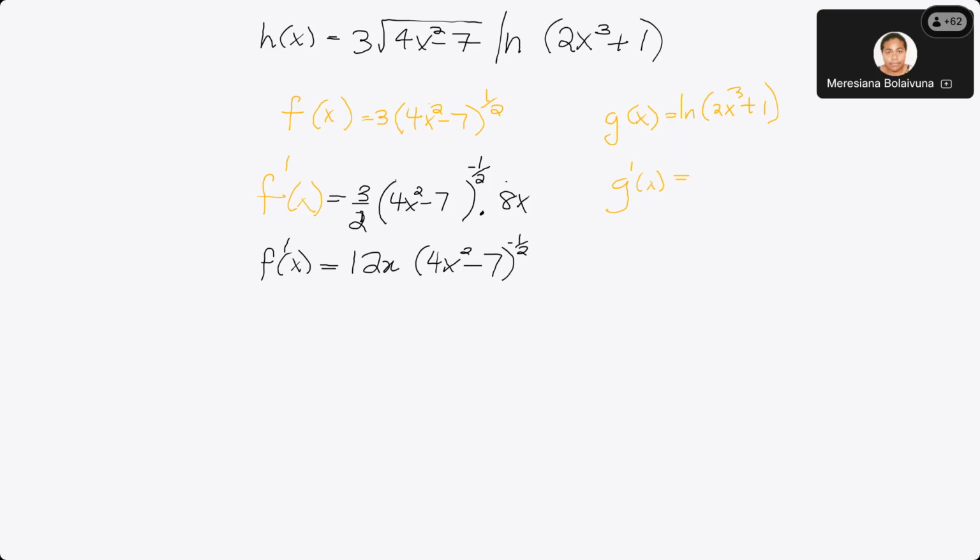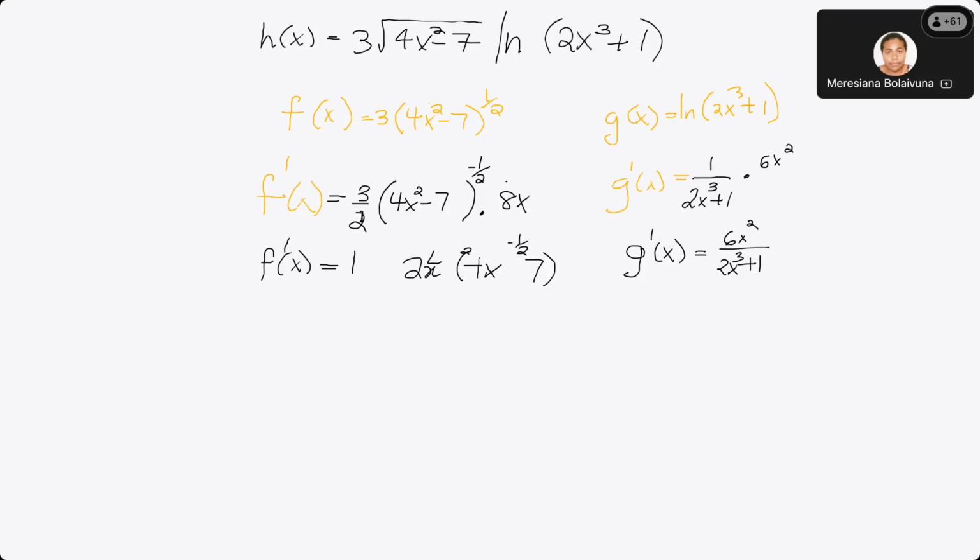Right, so what about g dash of x? G dash of x is 1 over 2x cubed plus 1, and then you multiply by the derivative of 2x cubed plus 1, which is 6x squared. So G dash is, did somebody just erase my working? So G dash is equal to 6x squared on 2x cubed plus 1.